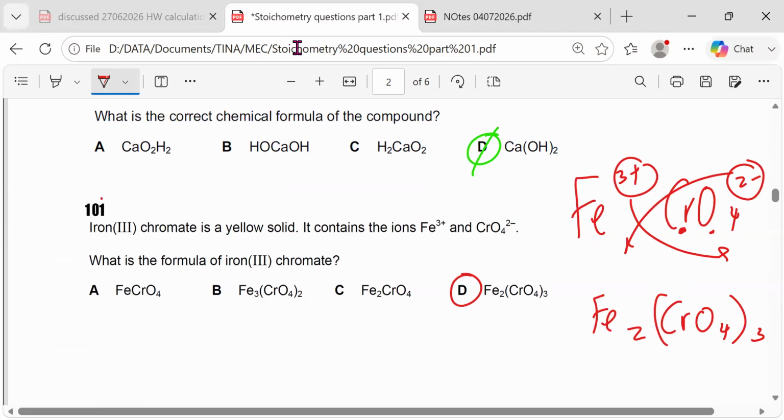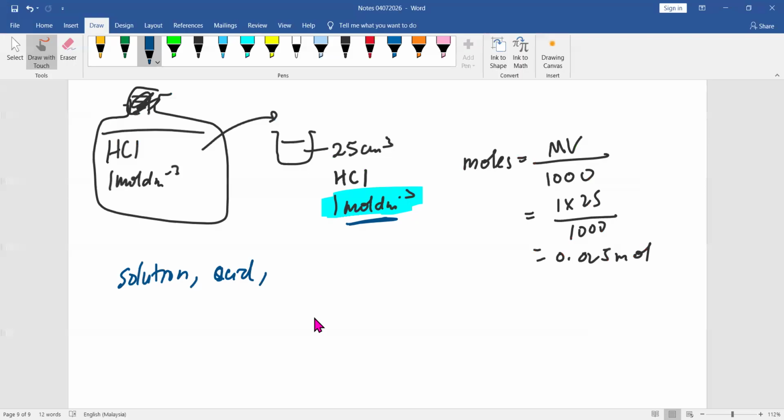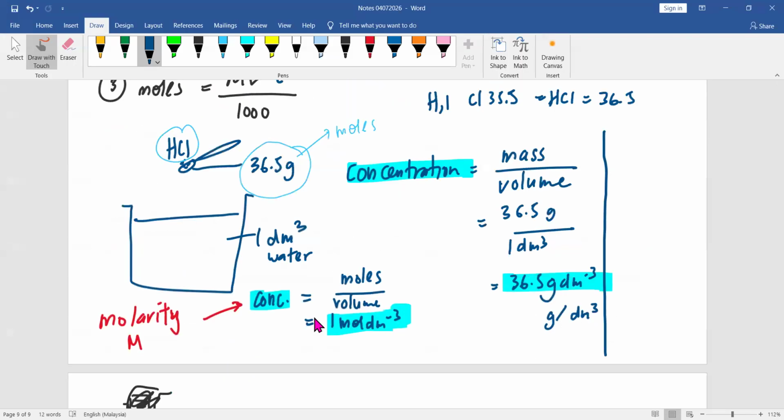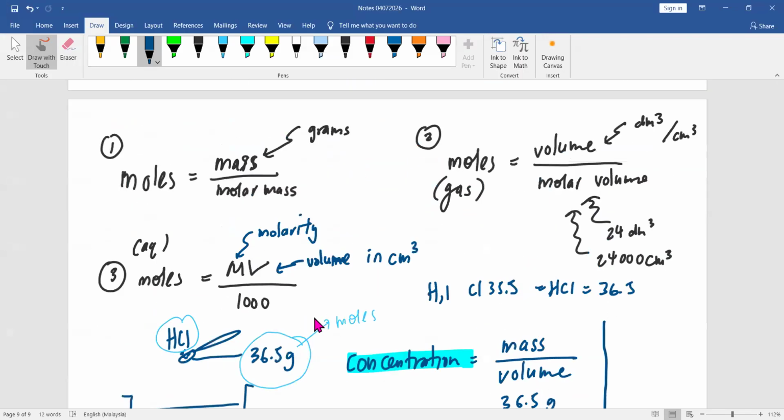So let's just have a quick look at our 3 formulas. Okay, you were not here just now, EJ. We did a third formula. So there are 3 formulas. Always remember. Okay, get a tattoo of it if you can. Mass over molar mass is formula 1. Volume over molar volume is only for gas, formula 2, and MV over 1000 is the third formula, only for aqueous solution when they give you molarity. Okay, so let's try and do it as a mixture.